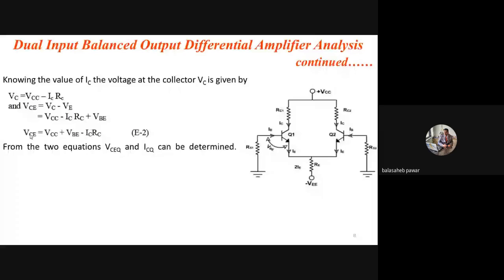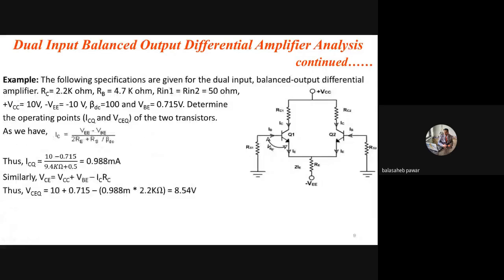See, one example I have taken here. The following specifications are given for the dual input balanced output differential amplifier: RC is 2.2K, RE is 4.7K, RIN1 and RIN2, that is RS1 and RS2, are 50 ohms, plus minus VCC is plus minus 10 volt, beta DC amplification factor is taken as 100, VBE is mentioned as 0.715. Determine the operating point, that is ICQ and VCEQ of both the transistors.